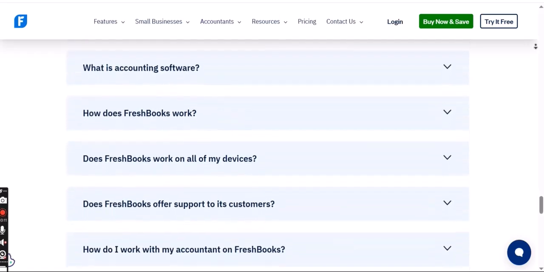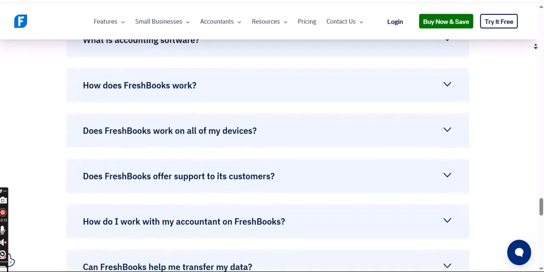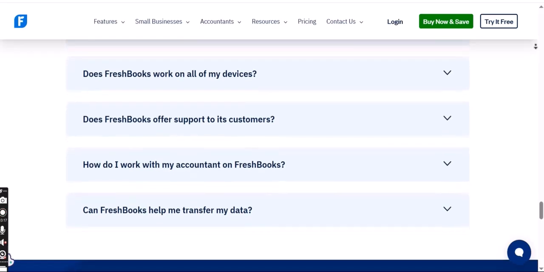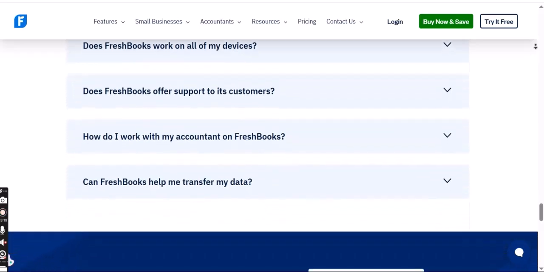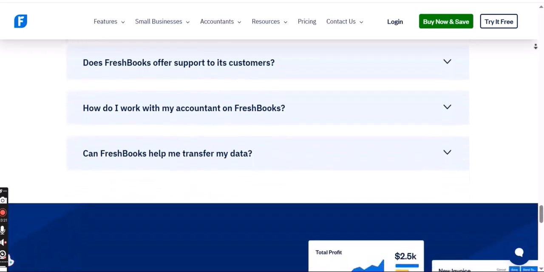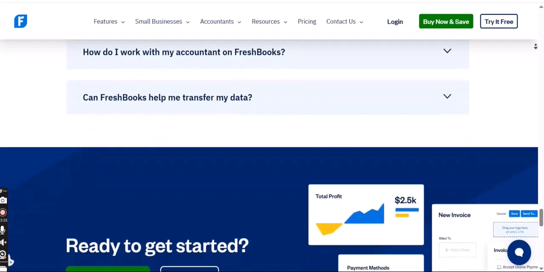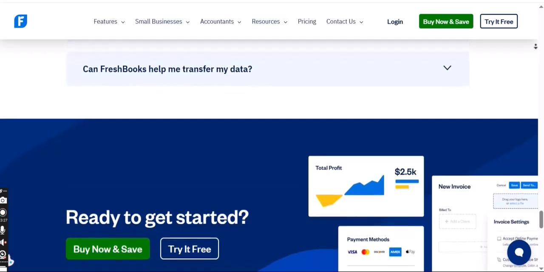Typical FreshBooks processing timelines. Let's look at the standard durations for different payment types, based on FreshBooks' usual operations. 1. Credit card payments. Client payment to FreshBooks system. Almost immediate. The payment is confirmed and recorded in your FreshBooks account usually within minutes.